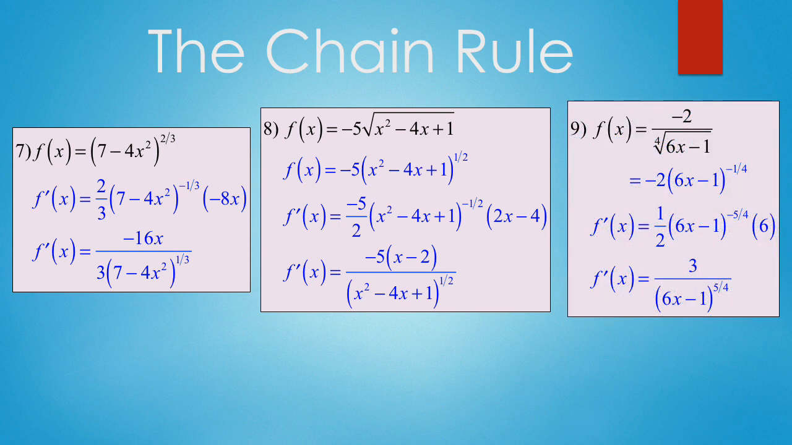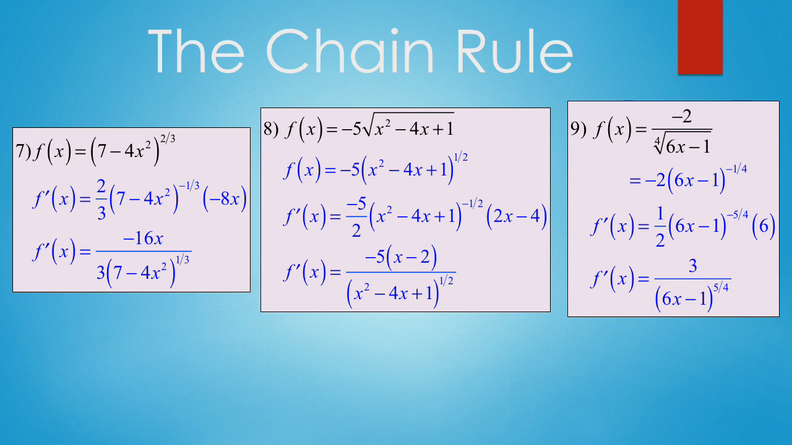over (x squared minus 4x plus 1) to the 1/2 power. Number 9 reads f of x equals negative 2 over the fourth root of 6x minus 1. Our first step is to rewrite this as negative 2 times (6x minus 1) to the negative 1/4. Note that I did not write f of x equals, I just wrote an equal sign. It is assumed that we're still talking about f of x.